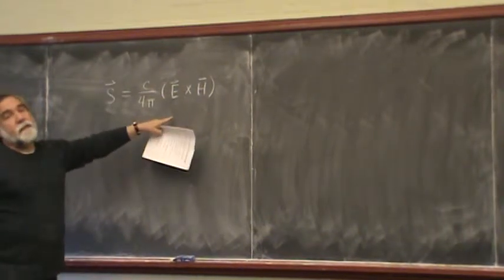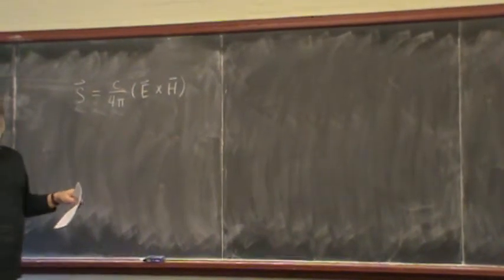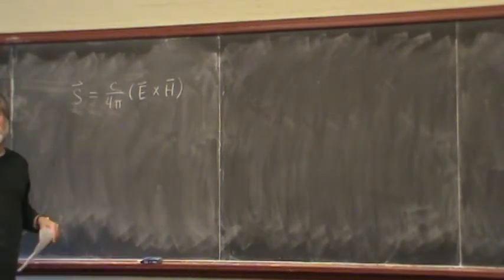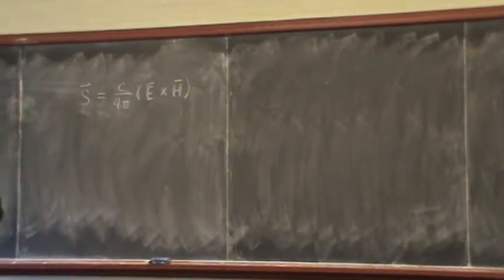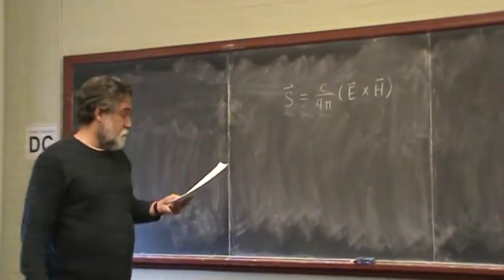In the next class, I'm going to talk about electromagnetic waves, and then this will have a special, particular meaning there. But the Poynting vector exists even for static fields.